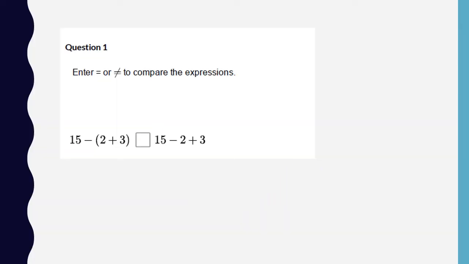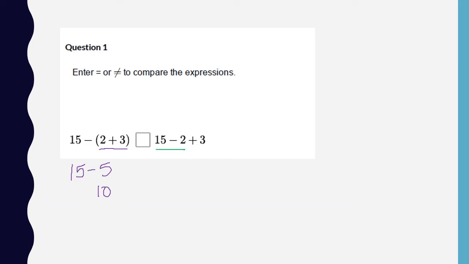So our first problem says 15 minus the quantity of 2 plus 3, blank, 15 minus 2 plus 3. So it's wanting us to enter equal or not equal to compare the expressions. So let's try the left first. Over here it wants us to do the 2 plus 3 first. So 2 plus 3 is 5. So 15 minus 5 gives me 10. Now I can do the right side.